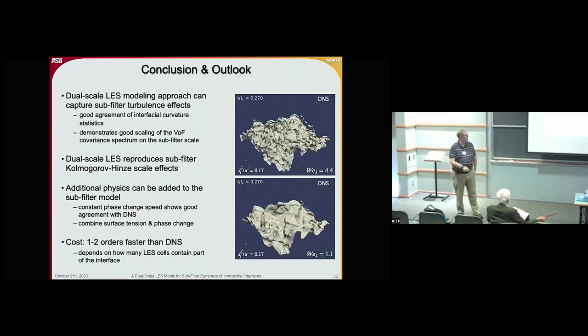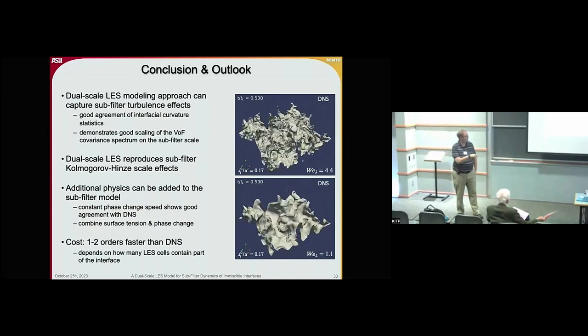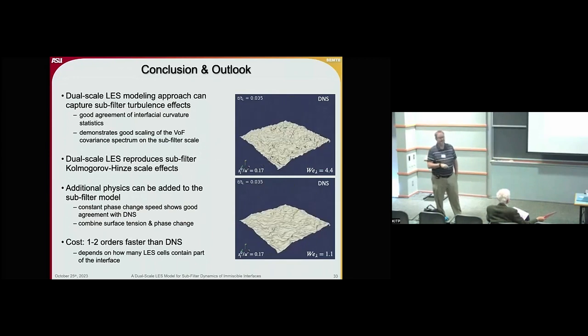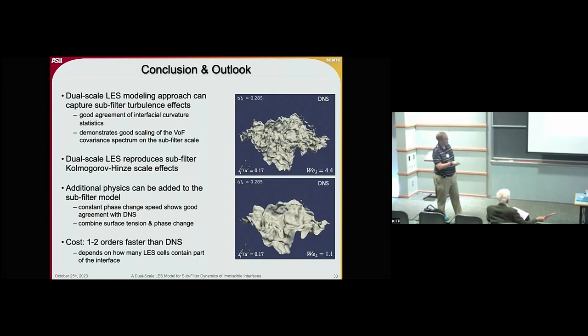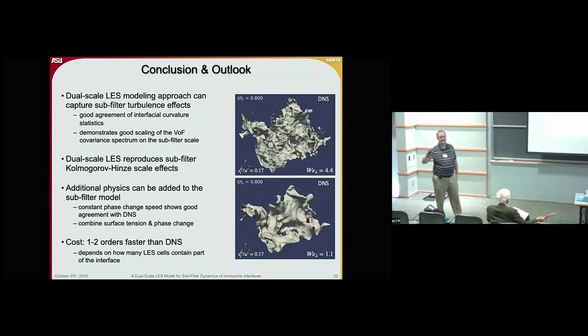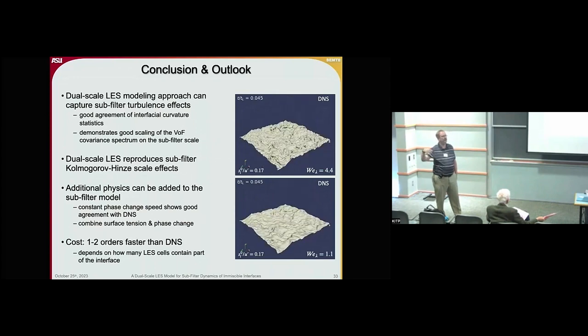I typically get asked as the first question, what about the cost of this? It's not cheap. It tends to be 1 to 2 orders faster than the DNS. It all depends on how much interface is in your computational volume relative to the rest of the volume.